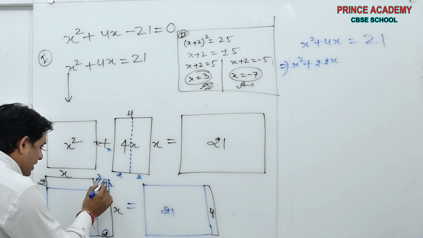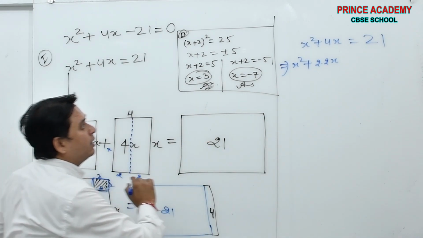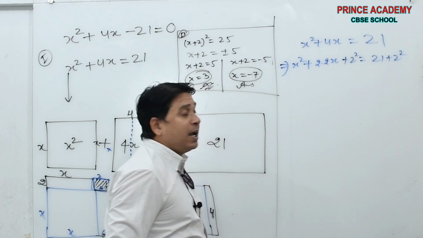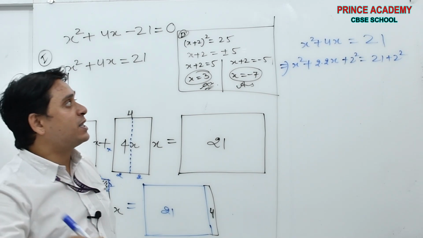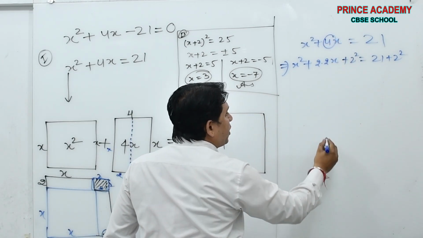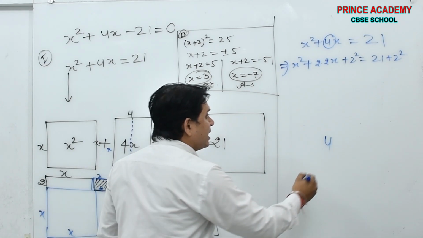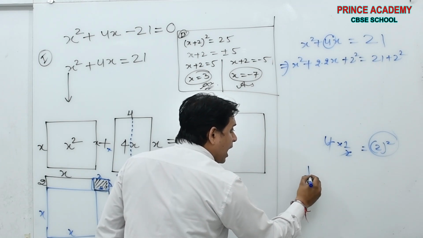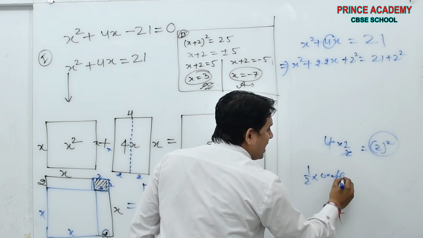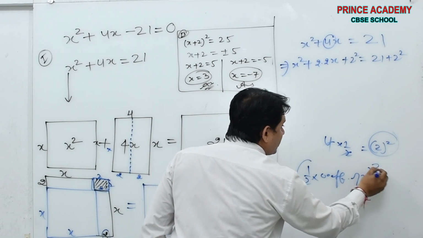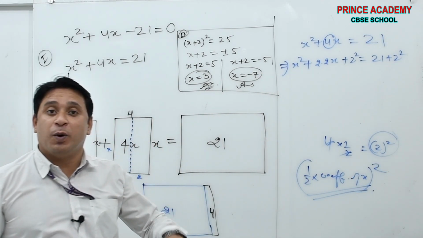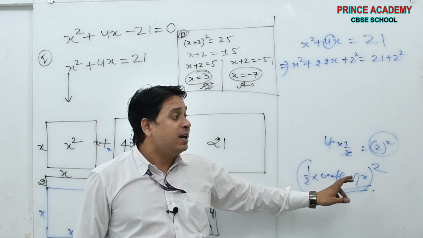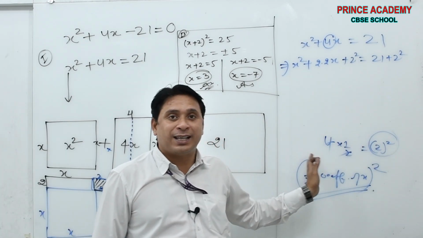Okay. And what was added? 2 square was added on this side and 2 square was added on this side. And what is 2? See beta, this is the coefficient of x, which is 4, and its half is 2 and its square was added. It means half of the coefficient of x, its square, is added to both sides.